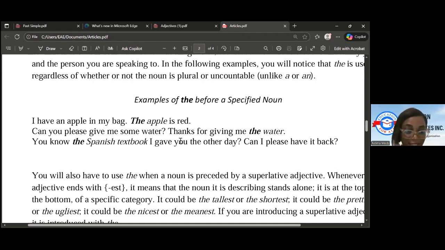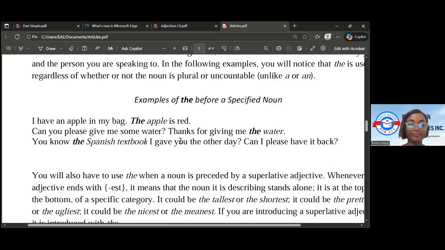I have an apple in my bag. The apple is red. Can you please give me some water? Thanks for giving me the water. That's specific. You know the Spanish textbook I gave you the other day? Can I please have it back? So, Hassan, can you read one more time? Just pay attention to your words. Just pronounce the words very well.